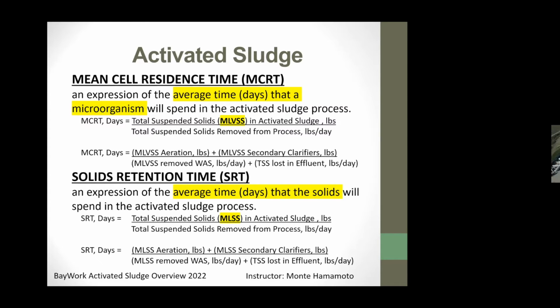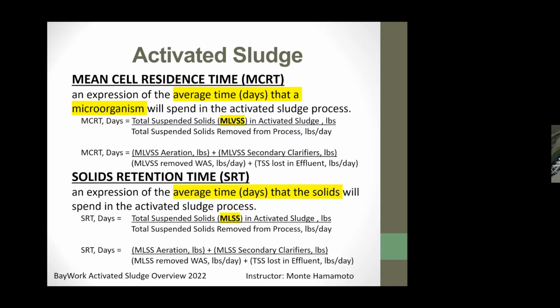The SRT is just dealing with your solids. The HRT is the hydraulics. It's how much flow you have coming in. And generally, when you're talking HRT, or hydraulic retention time, you're talking about your secondary clarifiers. Am I hydraulically overloading them?